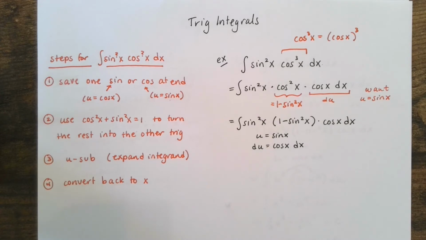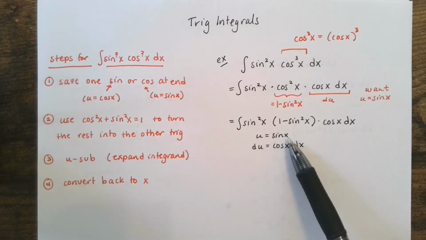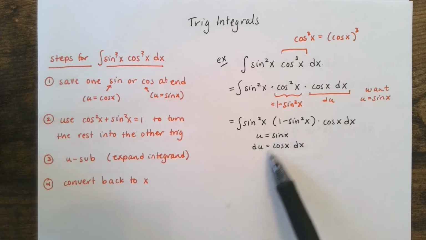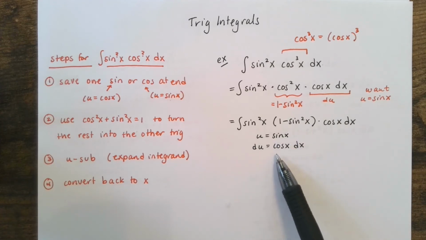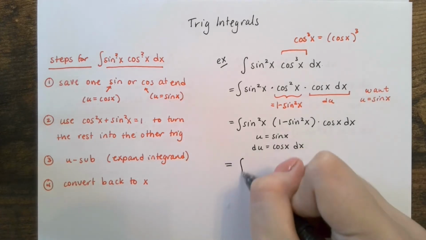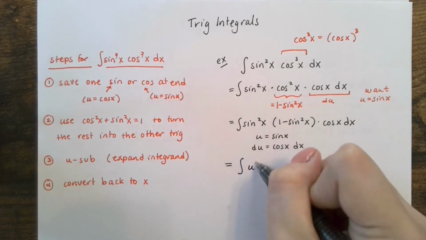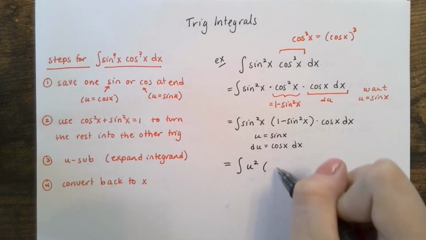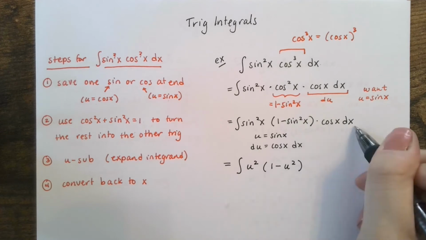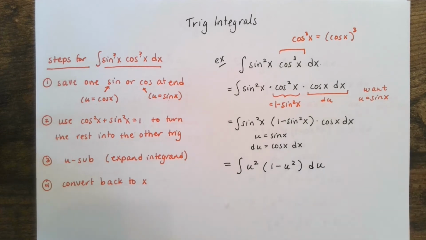So a warning for other problems, in this one it doesn't matter, but in a problem where you're doing u equals cosine, its derivative is negative sine, so you'll have an extra negative floating around when you put all the u's in. It doesn't make it harder, you just have to remember to keep track of it. All right, so what we have for the integral, sine squared becomes u squared times 1 minus u squared, and then cosine of x dx is exactly the du.